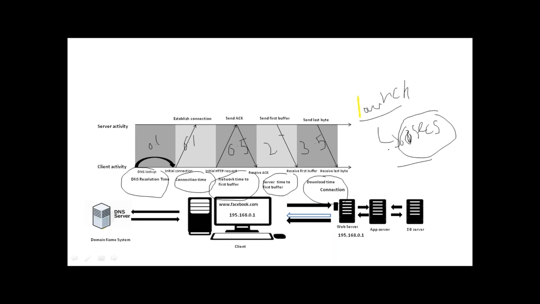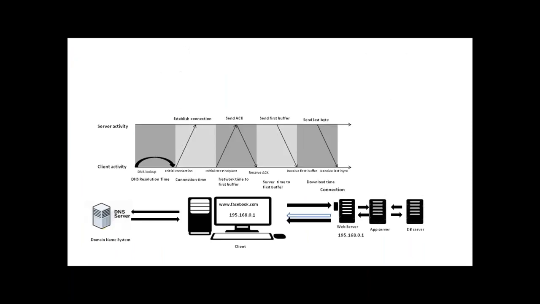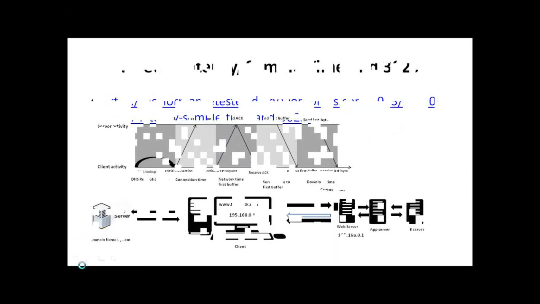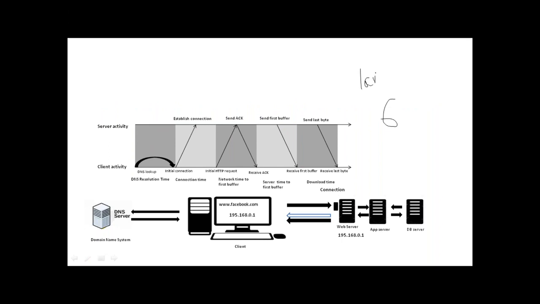Let's say the launch page home transaction has taken 6 seconds overall. In the 6 seconds, let's say 0.1 is the DNS resolution time, 0.1 is the connection time, 0.8 is the network time to first buffer, 2 seconds is the server time, and 3 seconds is the download time. Add it up: 0.1 plus 0.1 is 0.2, plus 0.8 is 1 second, plus 2 is 3 seconds, plus 3 is 6 seconds. So now you can right away tell the developer that the download time is more.